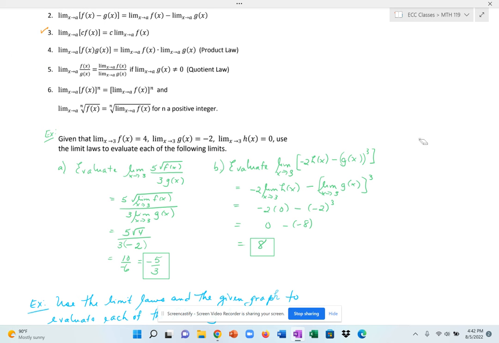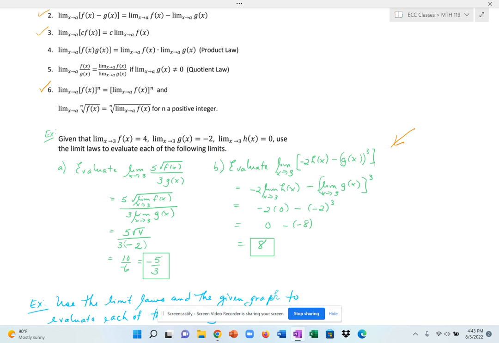Okay, now we move on to part B, and part B is asking you to evaluate the limit as x approaches 3 of negative 2 h of x minus g of x to the third power. So I'm using law number 2 because of the difference, law number 3 because of the coefficient in front of h of x, and law number 6 because of this exponent associated with the g of x.